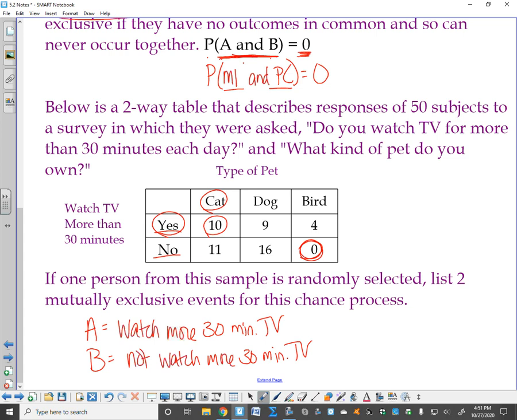Okay, so let's do this again. All right, so 2 events that are mutually exclusive. Number 1, event A, I own a bird. Event B, I do not watch more than 30 minutes of TV. Those are 2 events that do not overlap. There is nobody who owns a bird and watches more than 30 minutes of TV. So the probability of A and B is 0. Boom, it's right there.